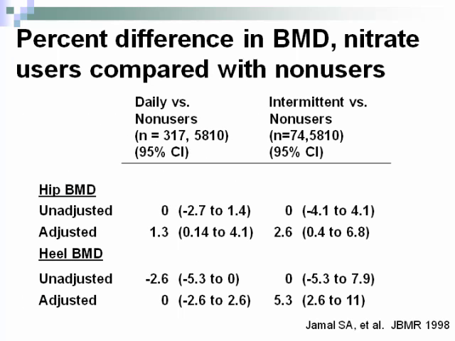This is the study that I alluded to earlier. What you can see here is the percent difference in bone density among nitrate users compared to non-users. So the first column there is daily users compared to non-users, and on the right-hand side, intermittent users versus non-users. And you can see that there is no real difference in hip or heel density among daily users compared to non-users. However, intermittent users had about a 3% increase in hip bone density and about a 5% increase in heel density compared to non-users.